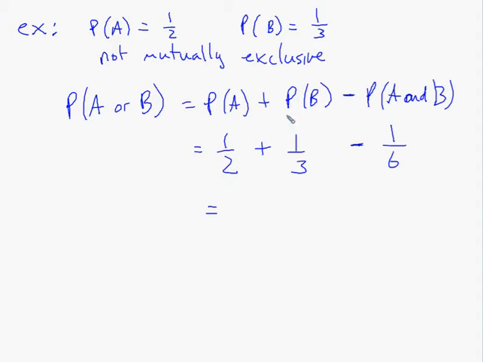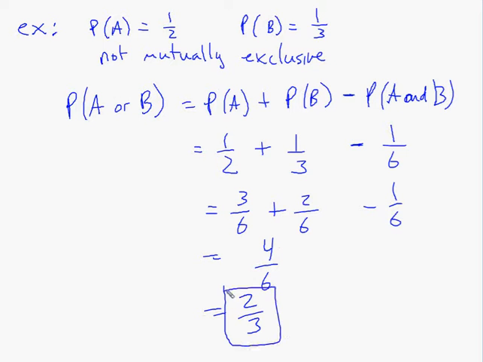In order to do this addition and subtraction, I need a common denominator. The common denominator is 6. So I multiplied that by 3, multiplied that by 2, and now I continue. So 3 plus 2 is 5, minus 1, 4/6. 2/3 is the final probability if they are not mutually exclusive. Now, if they are mutually exclusive, then I just add these and I don't need to worry about this extra subtraction. So that phrasing, knowing whether there's overlap or not, is very important.